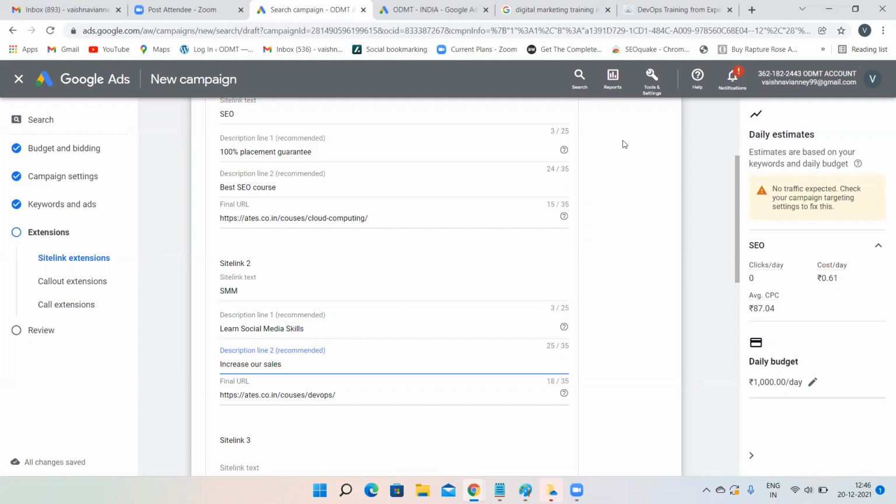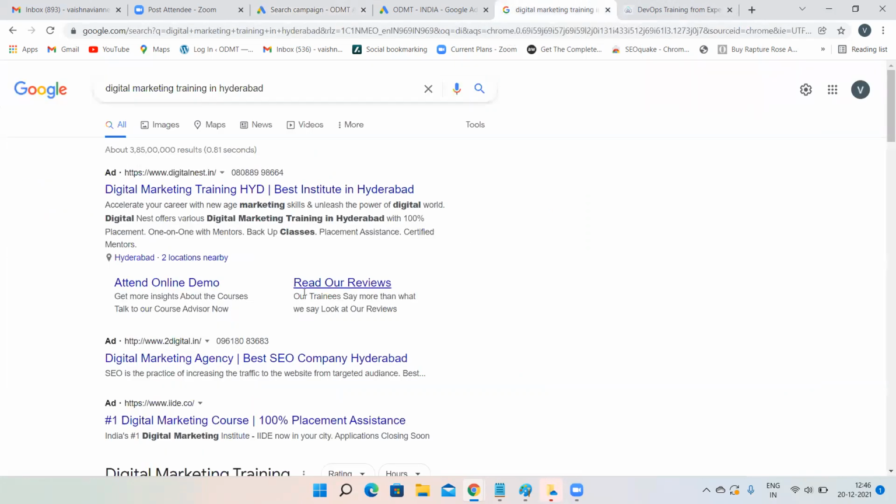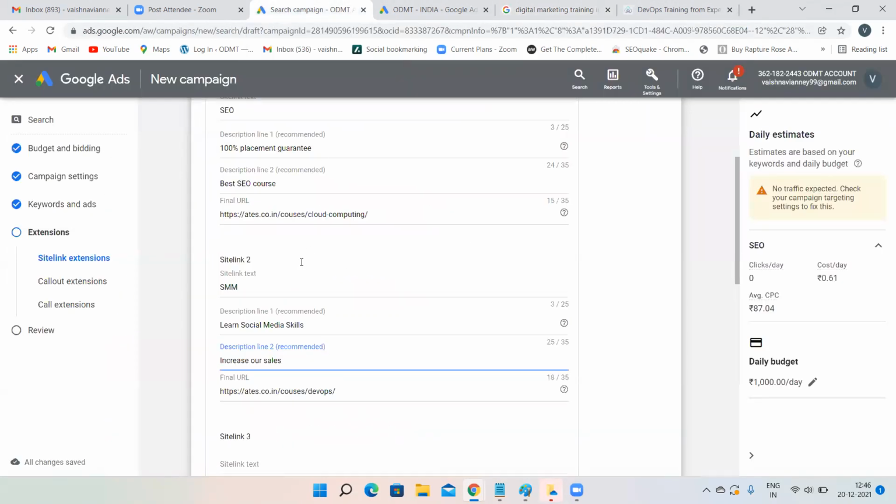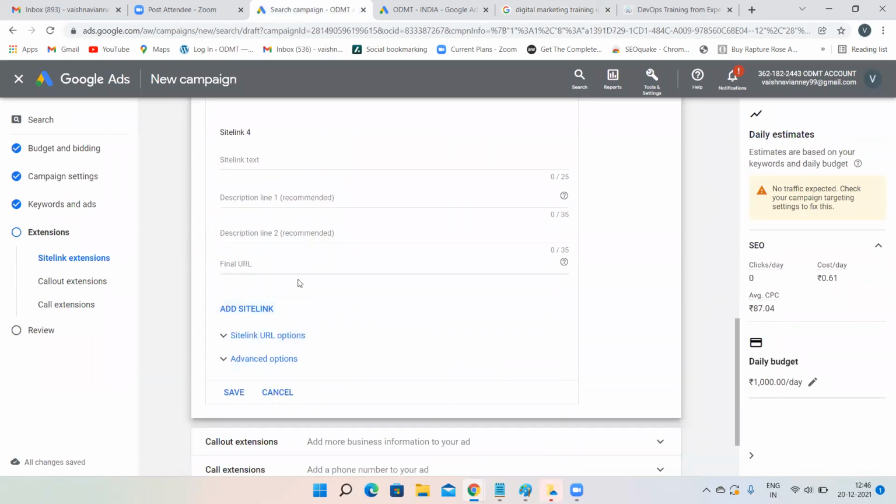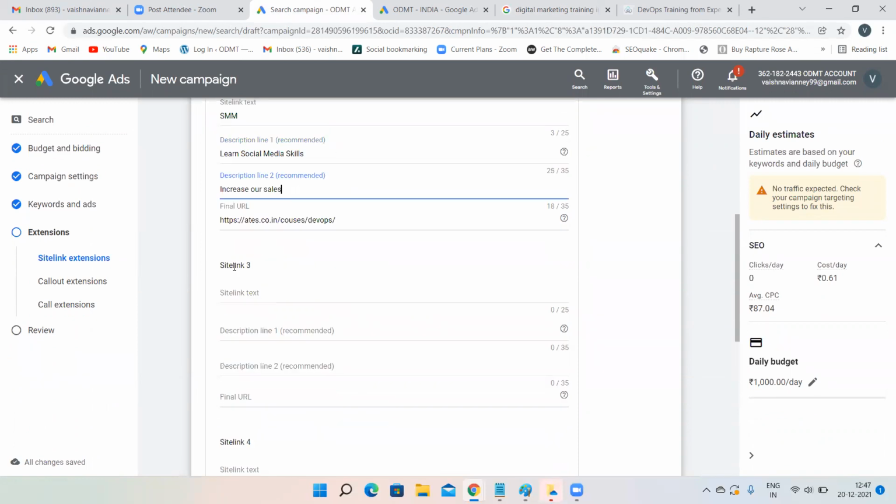Now here I have given only 2 site links. Here this person has also given only 2. If you want to give more, then you can give more. See, site link 3 is there, site link 4 is there. It's up to you. If you want to give more, again add site link. So as of now, let's give one more site link. What is search engine marketing? Search engine marketing is nothing but Google Ads.